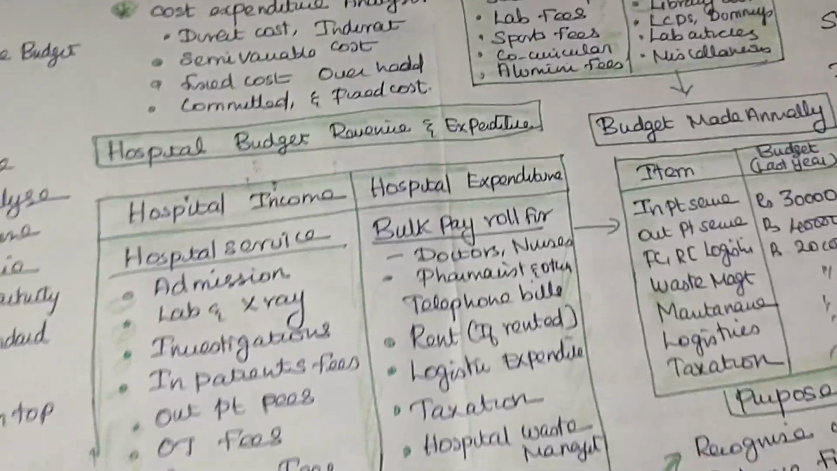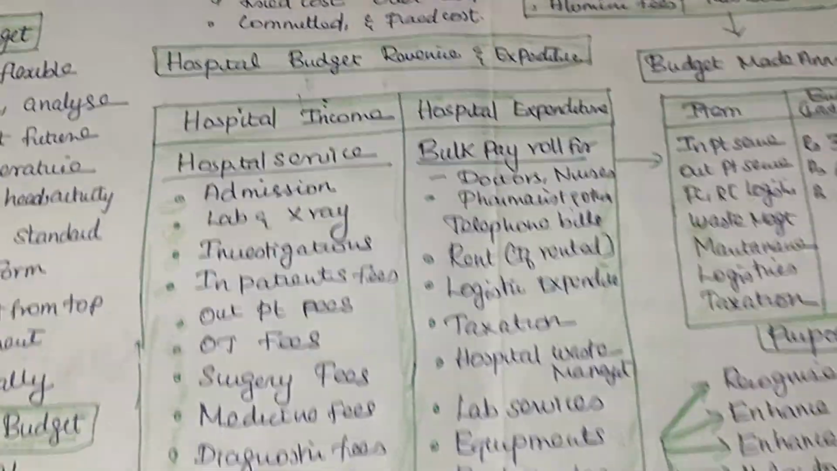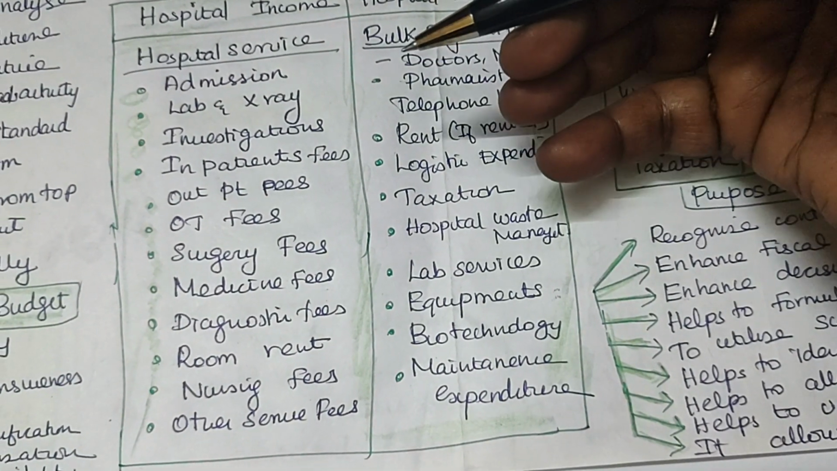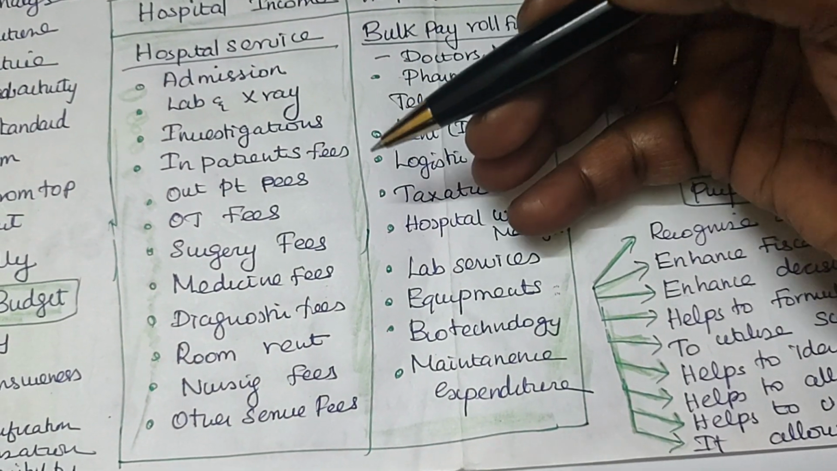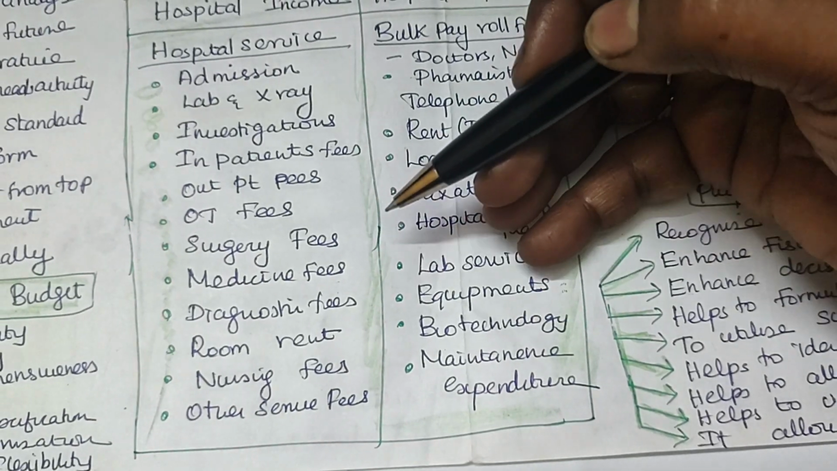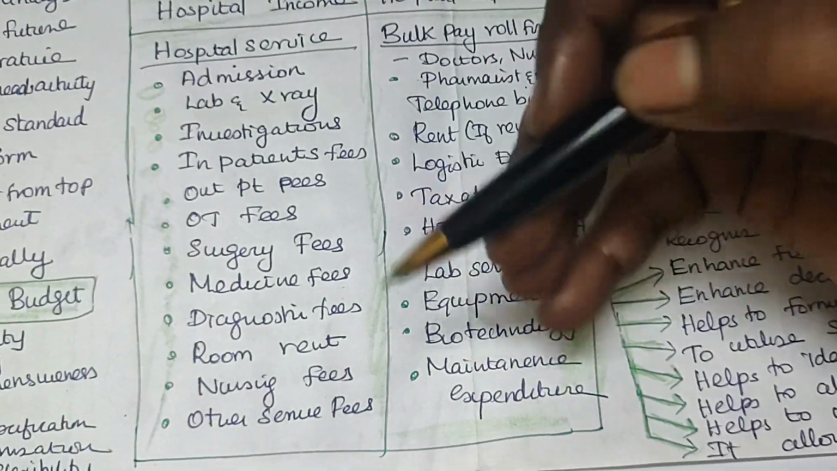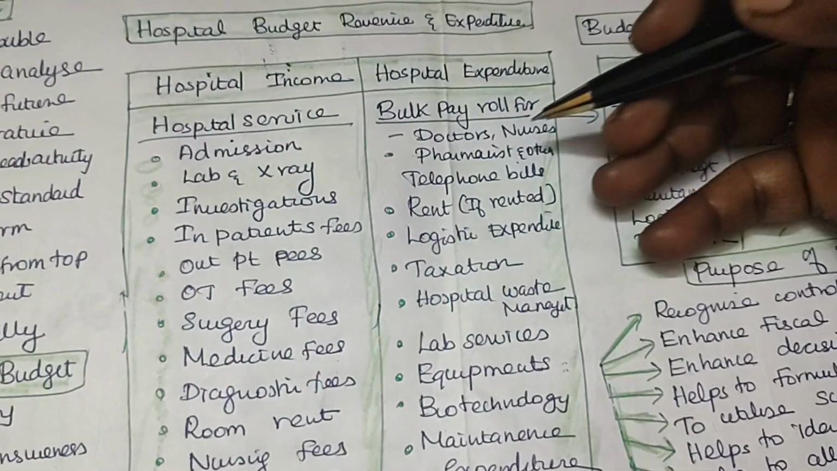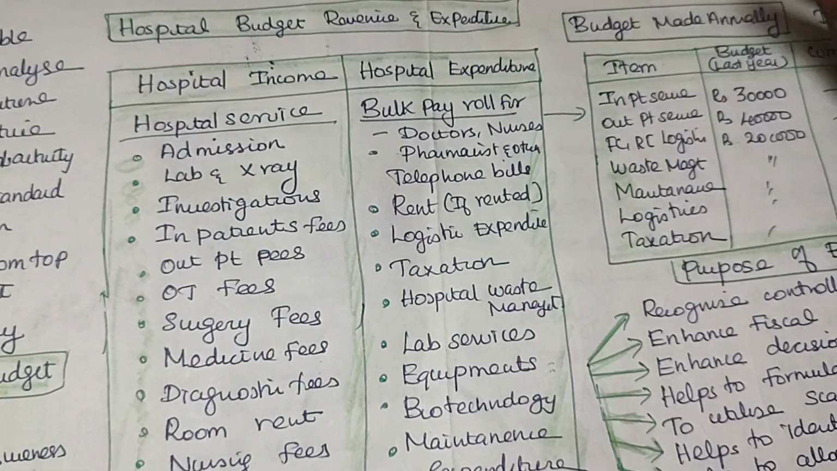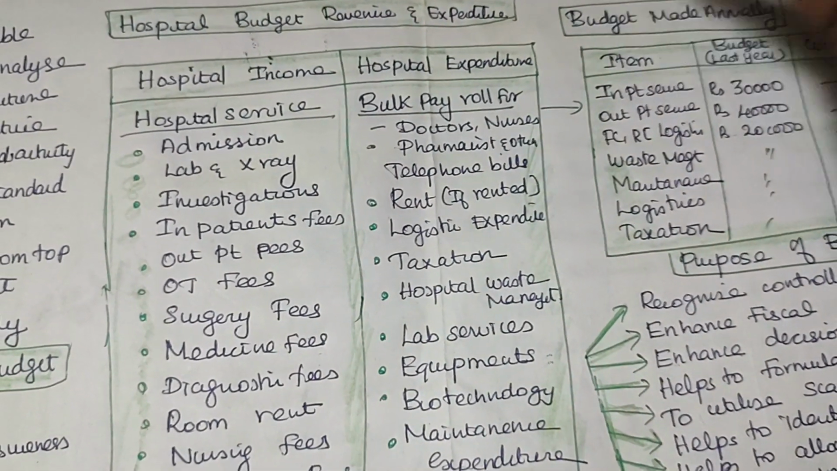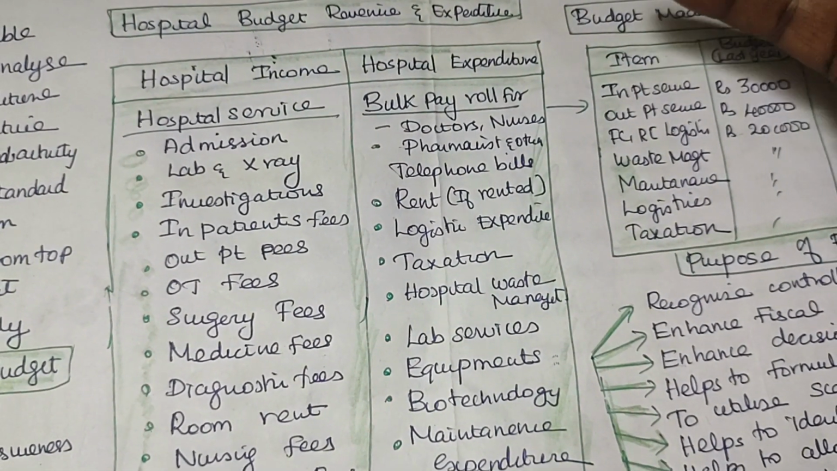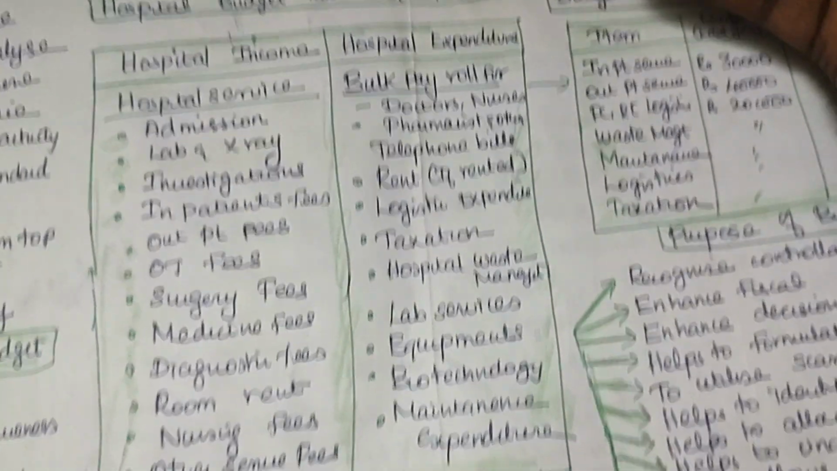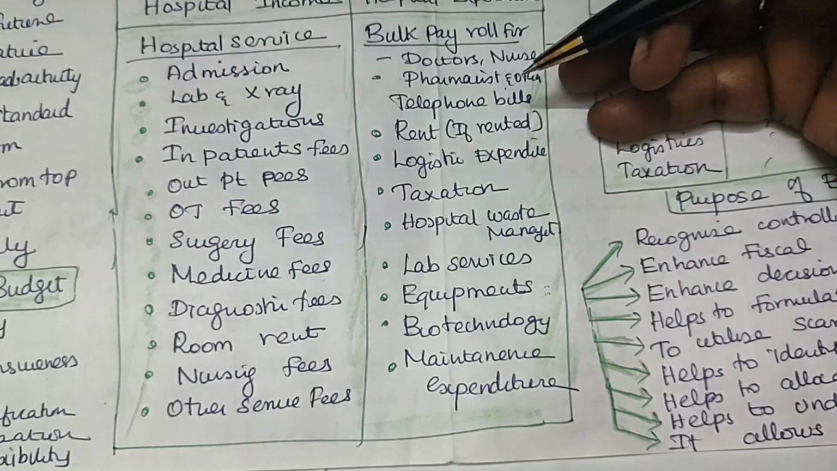If you take the hospital budget first, hospital income comes from admission, lab, x-rays, investigation, inpatient, outpatient, OT fees, surgery fees, medicine fees, doctor fees, nurses fees, diagnostic fees, room rent, nursing fees and other sources. These are all the ways the income is coming. Expenditure in a bulk way: payroll is the very bulky budget, going to the doctors, nurses, pharmacists, then telephone bill, rent, logistics, taxation, ward management, lab services, equipment, biotechnology and maintenance.